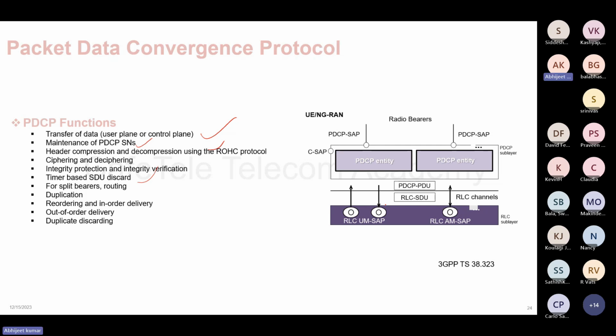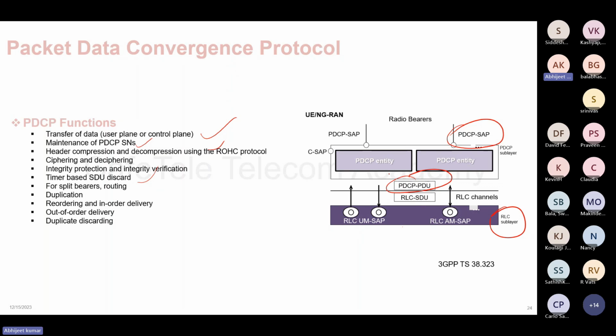Now, in this diagram, the PDCP is located between the RLC protocol and the SDAP protocol. Here we have the PDCP SAP, which is called the service access point. It is the interface point between the PDCP layer and the SDAP layer or IP layer. And the RRC layer is on the other side. Below is the RLC sublayer, which handles the segmentation and reassembly of PDCP PDUs and error correction through HARQ.